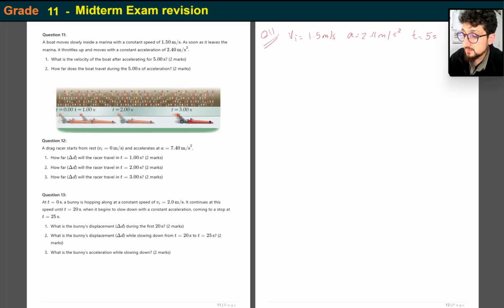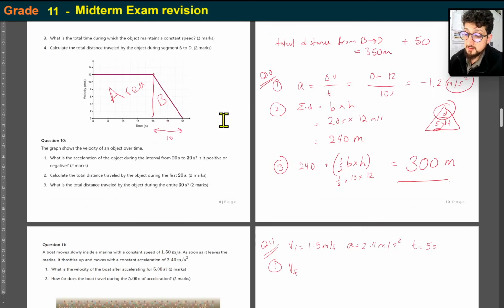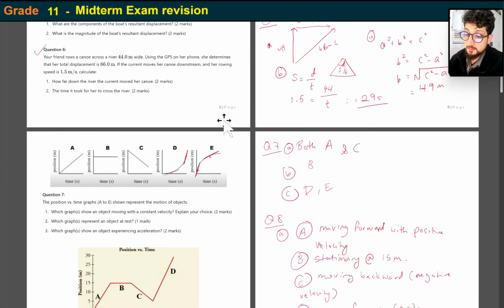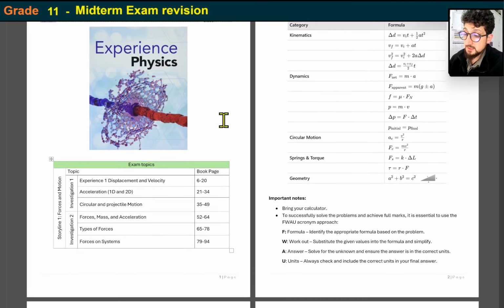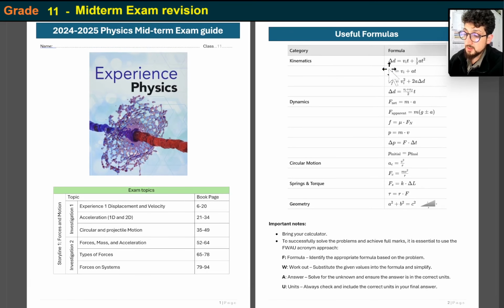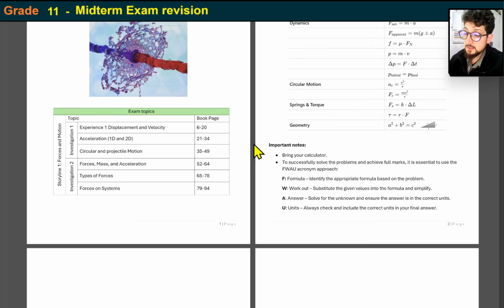Time equals 5 seconds. So what we can do here is work out the final velocity of the boat, which is VF. And how do we do that? Well, if we go back to our formula sheet, we can use VF equals VI plus AT, right? Here we go. VF equals VI plus AT.